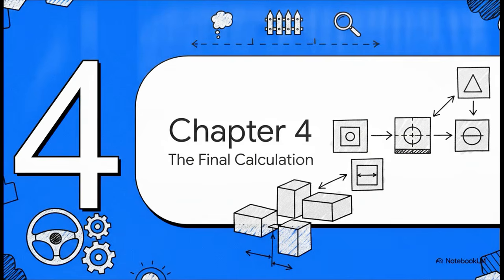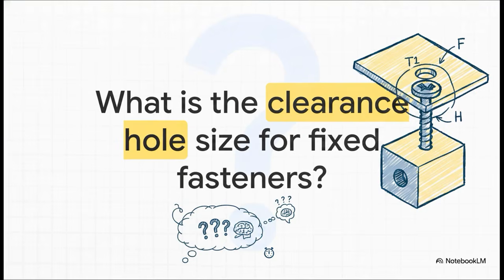All right, Chapter 4, the final calculation. Let's combine these feature control frames into a real assembly gap calculation. Now it's your turn to get in the driver's seat. Take a look at this setup. We have what the standard calls a fixed fastener case, like a screw in a tapped hole. We've got a fastener diameter, F, and positional tolerances for the two parts, T1 and T2. We need to figure out H, the required clearance hole size.